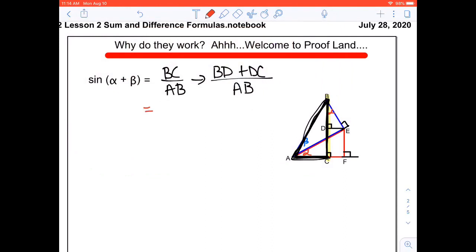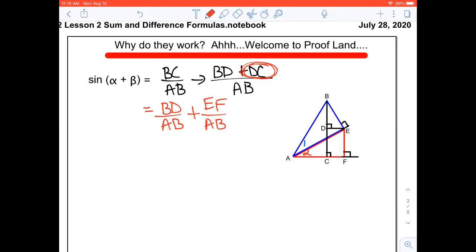Now, in the next step, I want you to look at DC. DC is not a particularly helpful segment because DC is not a side of a triangle, but it is congruent to EF, which is the side of a triangle. So I'm going to rewrite this statement as BD over AB, give it its own denominator, and I'm going to replace DC with the congruent segment EF. Again, why did I do that? Because EF is the side of a triangle and DC is not.